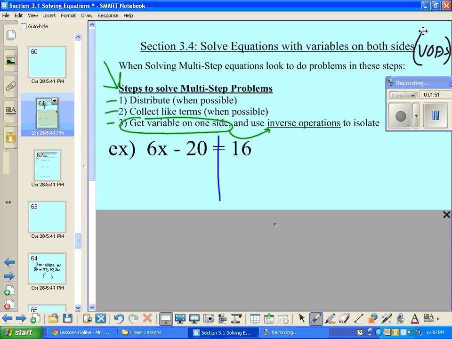I want to remind us what we do in solving a problem like this. Well, again, I could go through my steps and say, can I distribute? No, I can't in this problem. There's no parentheses, no number in front of a parentheses, so nowhere to multiply some number times each of the terms. Is there anywhere to collect like terms on one of the sides? Well, on this side I have 6x minus 20. Those aren't like terms, so I can't collect them. 16 just by itself, no, I can't collect anything on the left side.